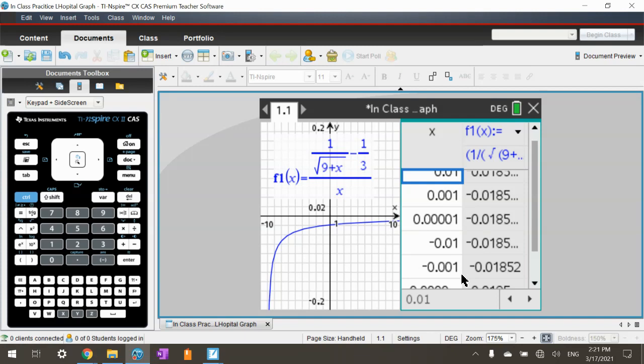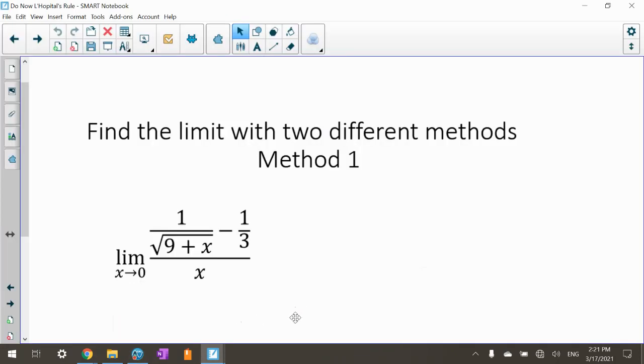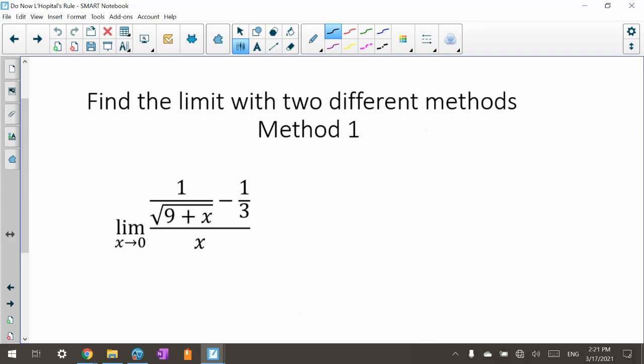So keep that in mind as we do the algebra for this. The first way I'm going to do this is with our old method, where we actually used algebra, before I show you L'Hopital's rule, because this whole lesson is on L'Hopital's rule. When I plug a 0 in here, I get 1 over radical 9, which is 1/3, minus 1/3. So I get 0 over 0, the indeterminate form.